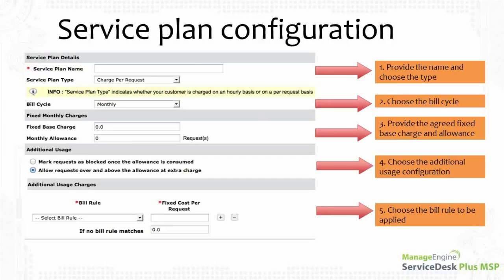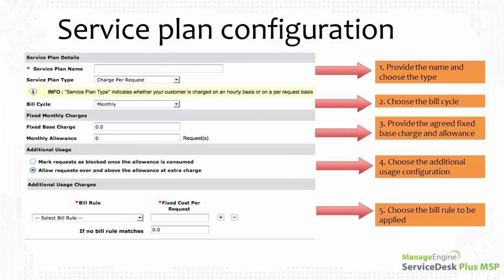For this bill rule, if you have to use it, you should mark allow request over and above the allowance at extra charge. Okay. So once you do that, you will select the bill rule based on the list of bill rules that you have mentioned under the bill rule section, and then you're going to say what is the fixed cost per hour. If no bill rule matches, what is the cost that has to be laid on that particular service plan.